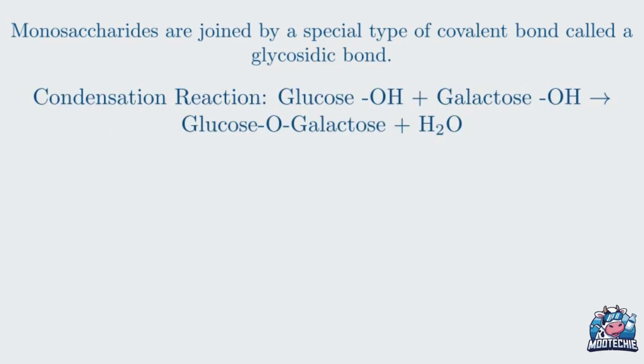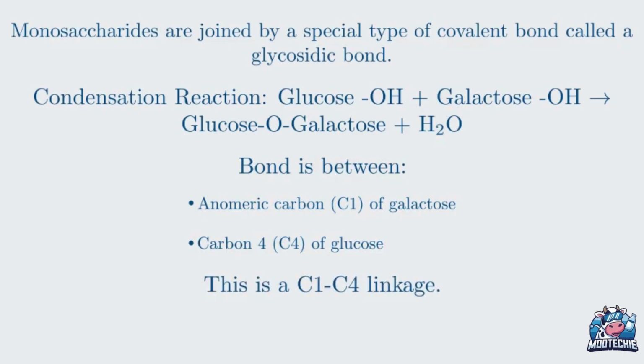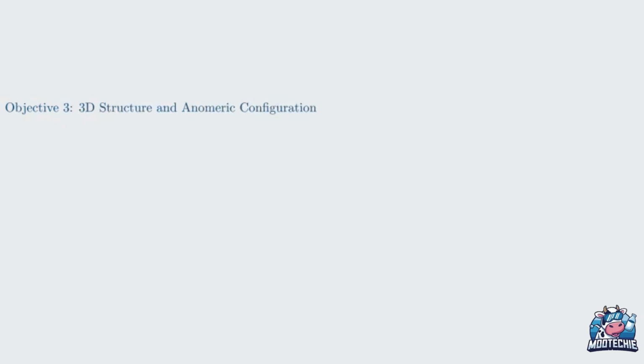For lactose specifically, the glycosidic bond is formed between the anomeric carbon, C₁, of the galactose unit and carbon 4, C₄, of the glucose unit. This bond is therefore called a 1,4-glycosidic bond. So, we have a C₁-C₄ linkage. But there's another crucial piece of information about this bond, its configuration. This brings us to our third objective, which covers the three-dimensional structure and anomeric configuration of the glycosidic bond.